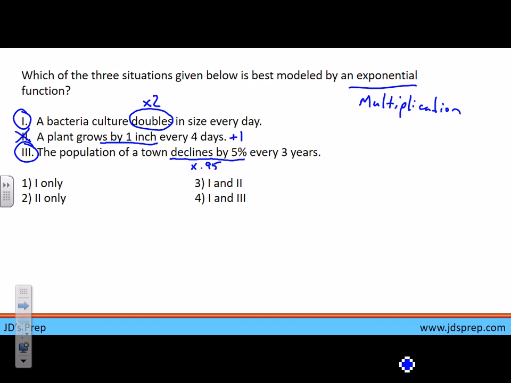So for this problem, both numbers 1 and number 3 are examples of situations that can be modeled by an exponential function, making number 4 our correct choice.